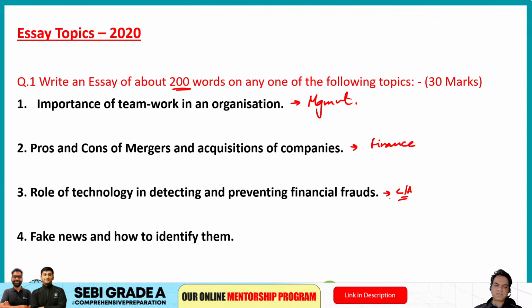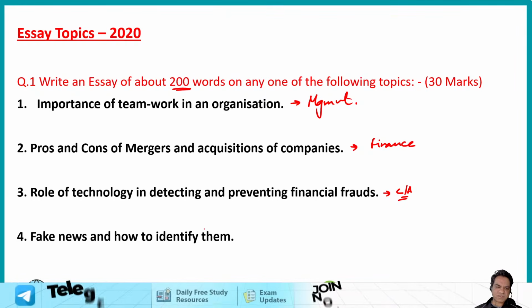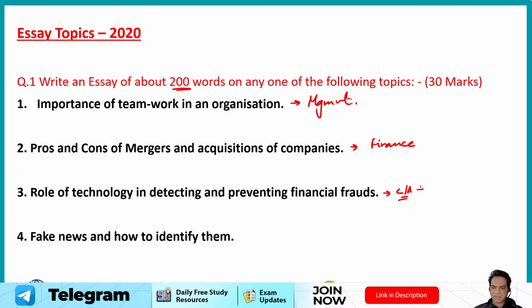So the role of technology in detecting and preventing financial frauds, definitely plus current affairs plus finance. And the fourth topic was fake news and how to identify them. Now this is a static topic.